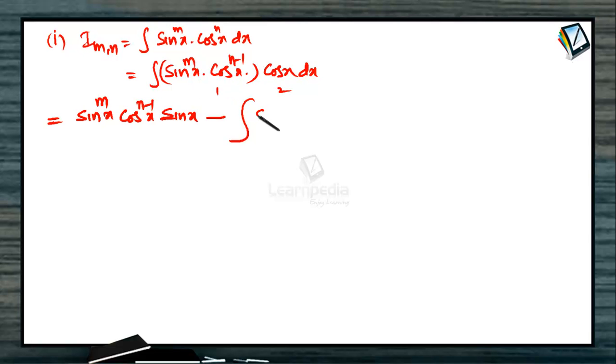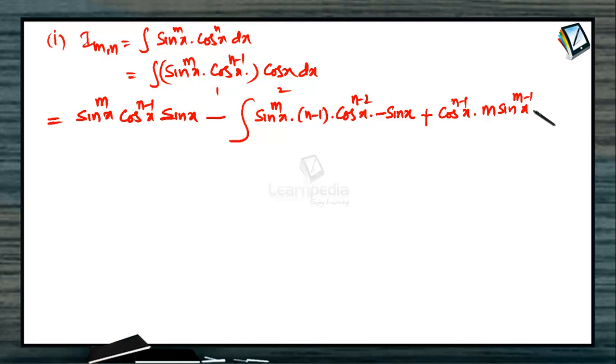Its derivative is, say, sin^m x into the derivative of cos^(n-1) x, which is (n-1) times cos^(n-2) x into the derivative of cos, which is minus sin x. This derivative I am finding, plus cos^(n-1) x into m into sin^(m-1) x into sin x, whose derivative is cos x. This total is multiplied by the integral of cos x, that is sin x, into dx.